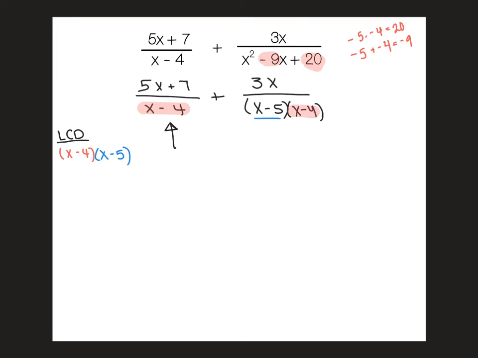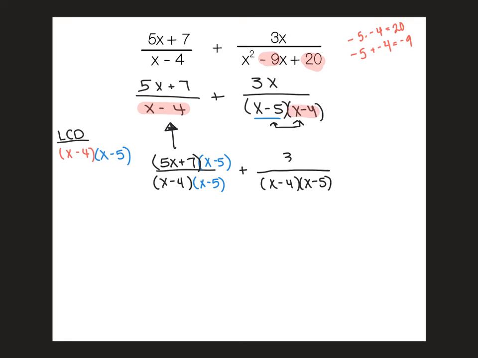Focusing on this first fraction, if I look at my denominator, I notice that I have the x minus 4, but I'm missing the x minus 5. So I need to add it. Anything I add to the denominator has to also be added to the numerator. I'm going to carry down my addition sign. If I look at the denominator of this one, the x minus 4 and x minus 5 are both present, so I don't need to add anything to this fraction at all. Then I can rewrite as one larger problem.